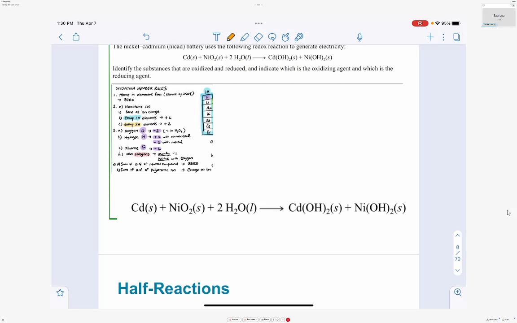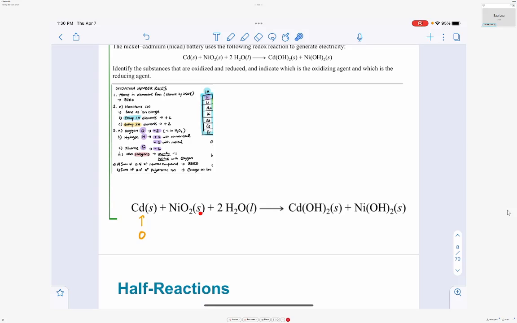Okay, let's assign the oxidation number using these oxidation number assigning rules. We're going to start with the reactant side first. So cadmium. Cadmium is in its elemental form. According to rule number 1, the oxidation number is going to be 0.